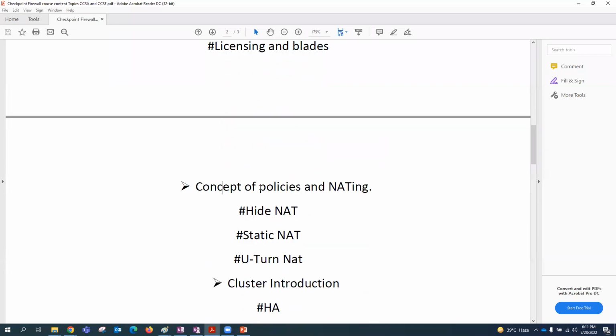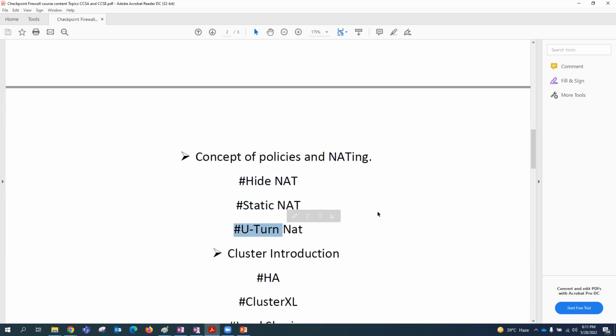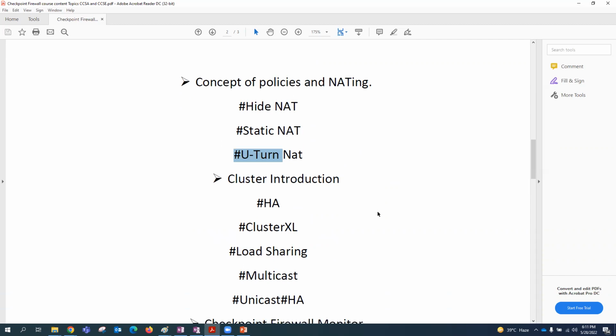And then the concept of policies and the NAT. There are certain types of policies you create on the Checkpoint. They have named them in a certain way, and you'll be creating them on the firewall. The natting, hide NAT, static NAT, U-turn NAT, all things we'll be discussing in detail in our course and the lab.